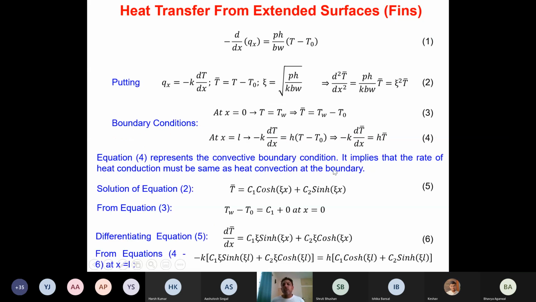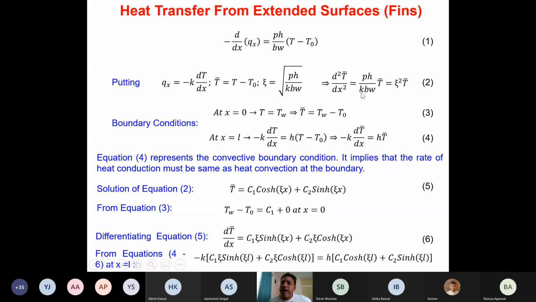Now let us try to solve this equation by putting some relevant boundary conditions. This is equation number 1. We can further simplify it by putting in Fourier's law of heat conduction. The heat flux along the x direction is given as minus k dT by dx, and we also define T minus T naught as T bar, another variable. If we put it in this equation, what we get is d square T bar by dx square equals P h divided by k b w times T bar.